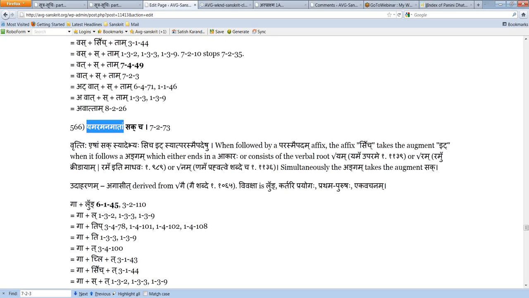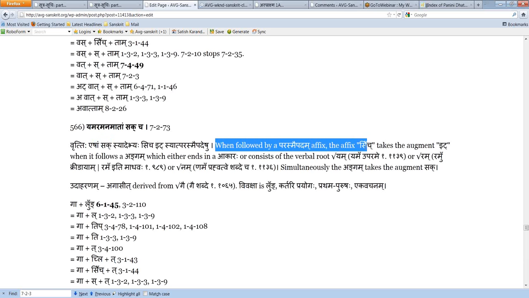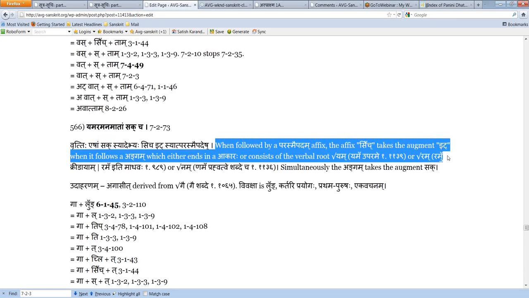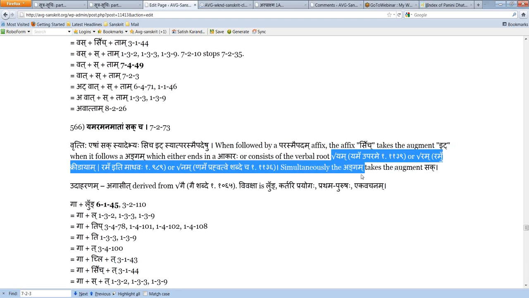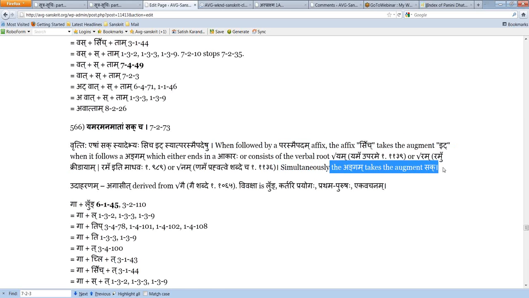Esham dhatu, Esham Anganam, Sak Agama Syat, Ebhya Parasya Sichaha it Syat. So sich takes the Idagama, Angam takes the Sak Agama. When followed by a Parasyapadam affix, the affix sich takes the augment it, following the Angam, which either ends in an Akara, so Atam, or consists of either Yam, Ram, or Nam. And simultaneously the Angam takes the Sak Agama.